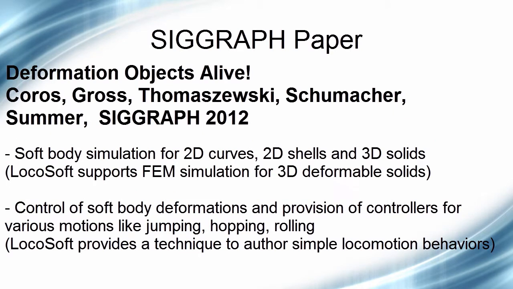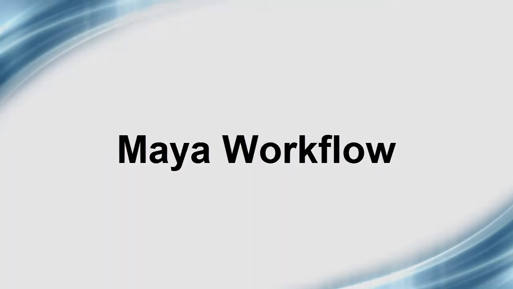The paper that we have chosen for this project is called Deformable Objects Alive by Coros et al. from SIGGRAPH 2012. The main ideas of the paper involve soft body simulation for 2D curves, 2D shells, and 3D solids. The paper also provided details on the control of soft body deformations by adapting rest shapes and support for various controllers. For LocoSoft, we implemented a subset of ideas from the paper, namely FEM simulation for 3D deformable solids, and we provided a workaround technique for generating various motions such as jumping, hopping, and stretching, like the ones mentioned in the paper. Now let's see how our tool can be used in Maya.